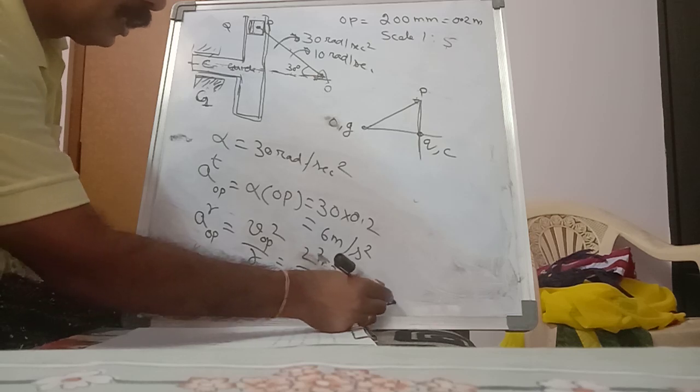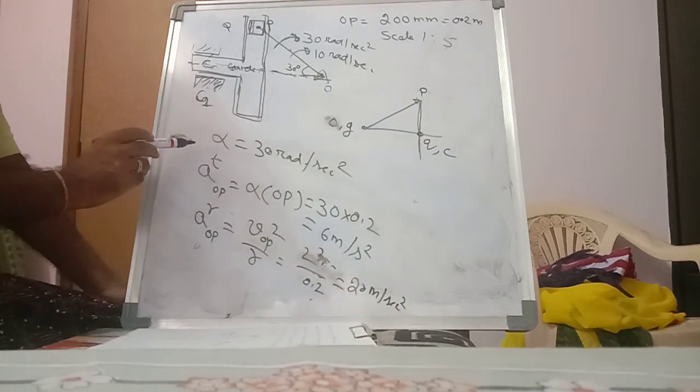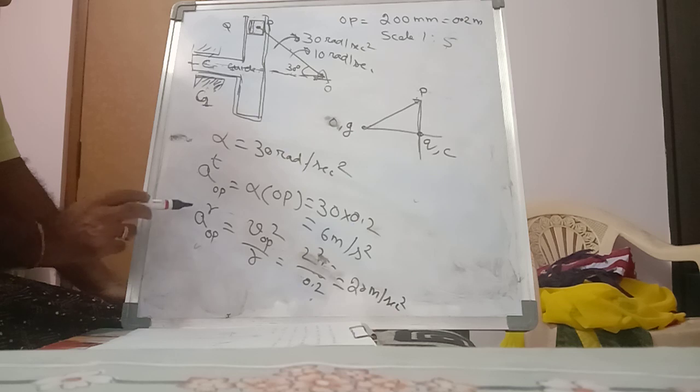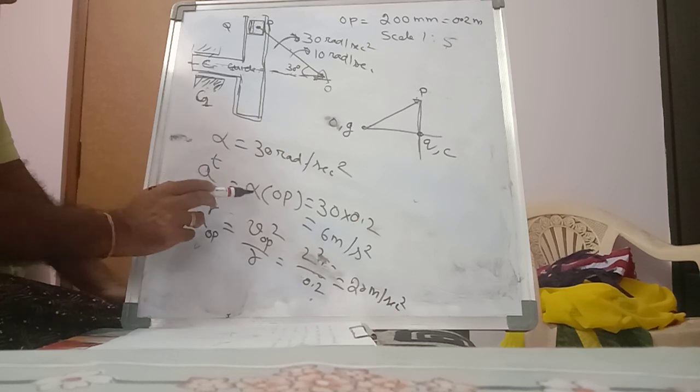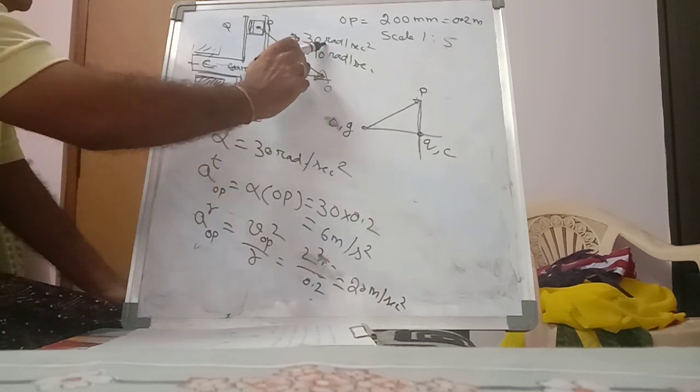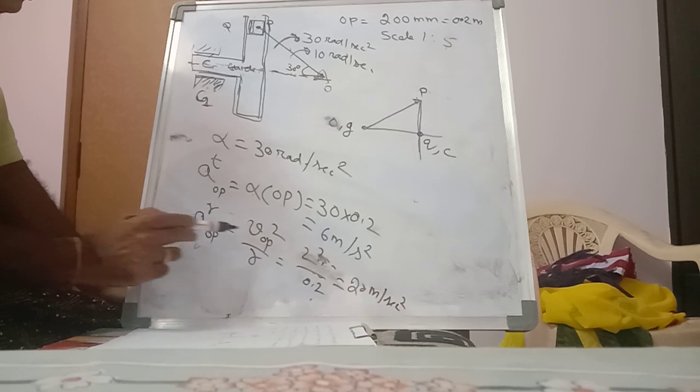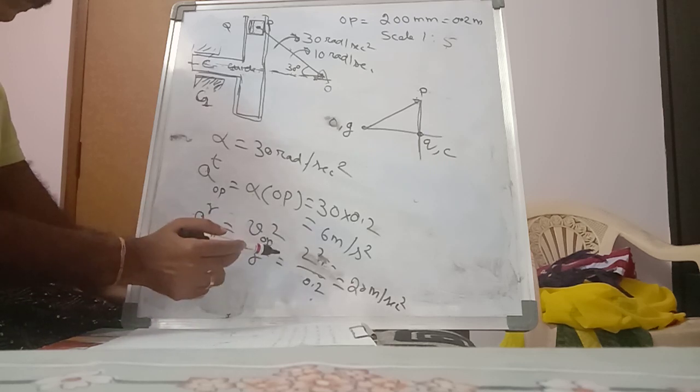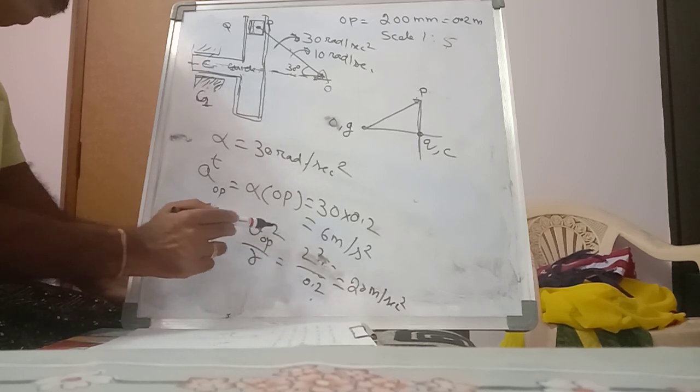20 meters per second square. So initially we are finding the tangential component and radial component. Tangential component formula is alpha into OP. Alpha is given in the problem. And the second one is the radial component. Omega square R is one formula, or velocity square by small r.